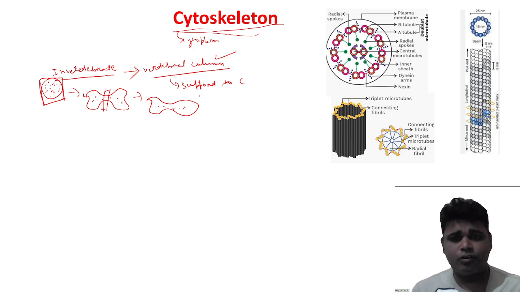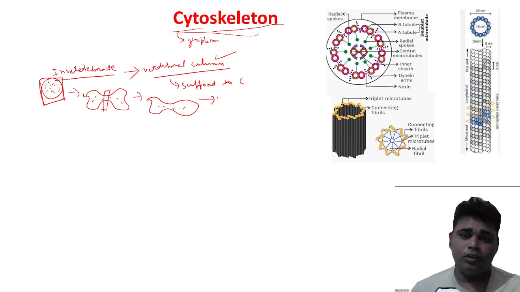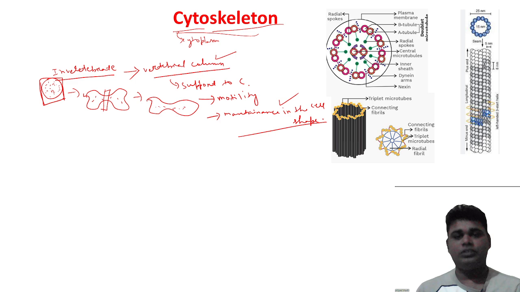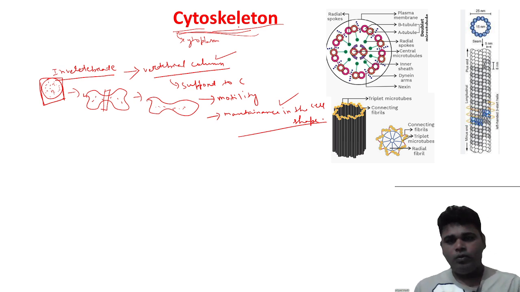And besides providing support, it also helps in the motility inside the cell, and along with that it also helps in the maintenance of the cell shape. That means the cell shape can be determined or is possible due to the presence of the cytoskeleton. So now, what are the different types of the cytoskeleton present inside our organism?